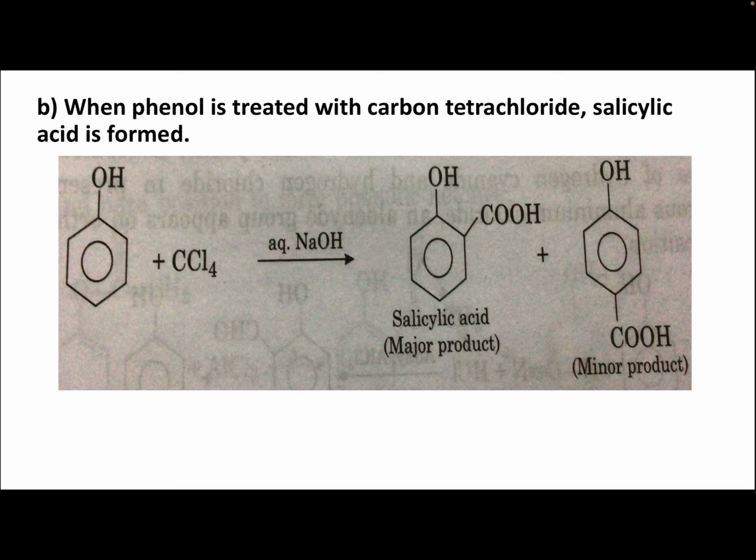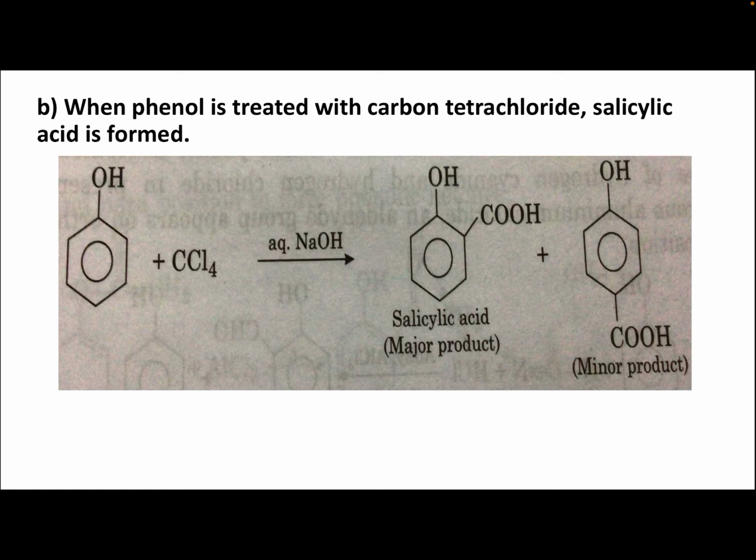This is also a Reimer-Tiemann reaction. When phenol is treated with carbon tetrachloride, salicylic acid is formed. There it was chloroform, here it is carbon tetrachloride. Again phenol with CCl4 in the presence of base, aqueous NaOH, gives salicylic acid. What is salicylic acid? On phenol with OH, in the ortho position a COOH group is there, then it is known as salicylic acid. Plus, on the benzene ring OH and COOH in the para position, para hydroxybenzoic acid is formed, and salicylic acid is the major product.